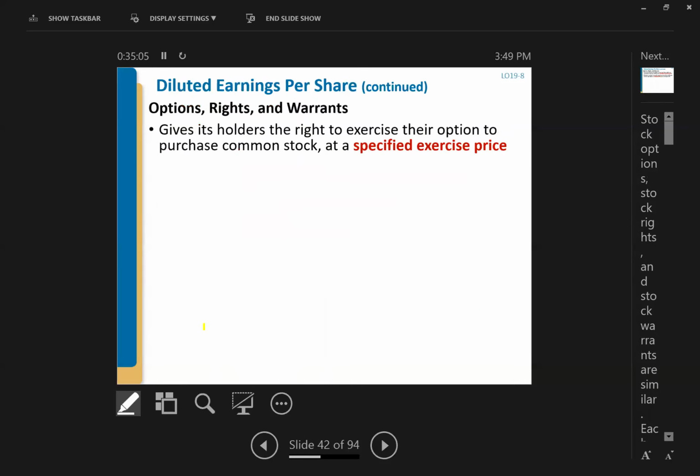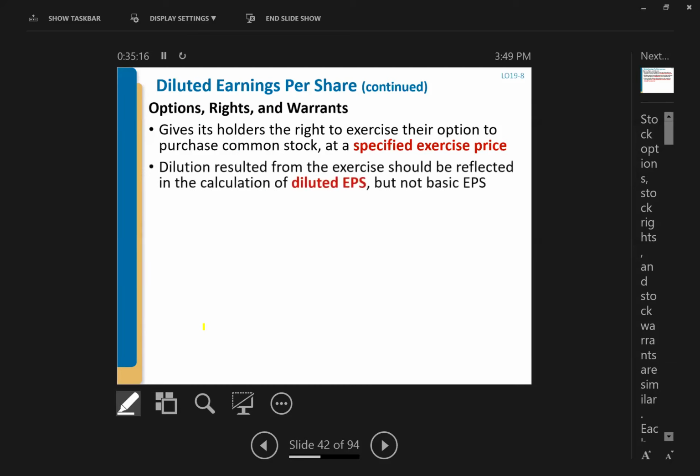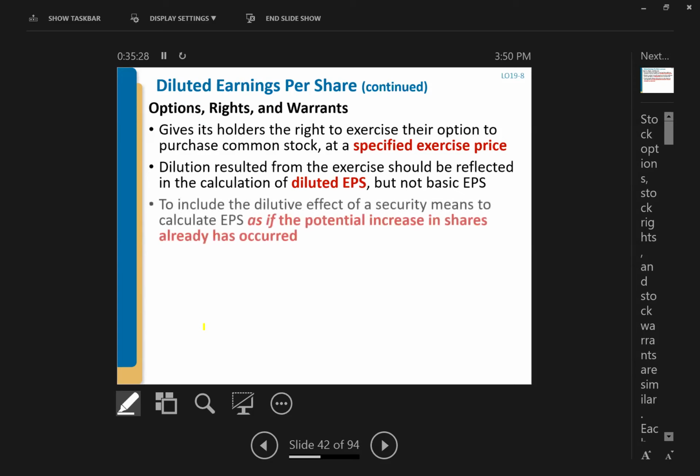And so options, rights, and warrants give the holder the right to exercise their option to purchase common stock at a specific exercise price. Right? So this is what we covered earlier. Dilution results from the exercise, and should be reflected in the calculation. If it dilutes earnings per share, you need to disclose that.